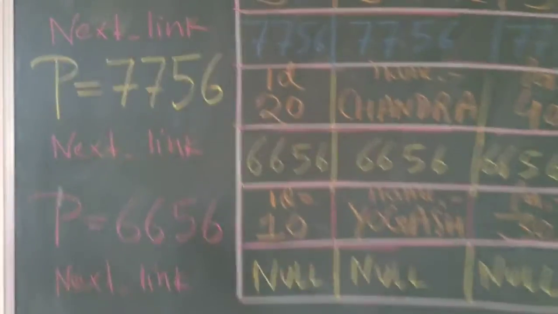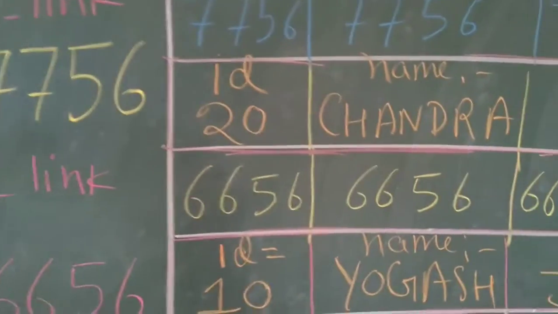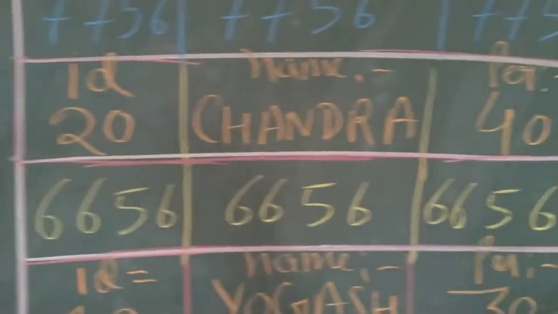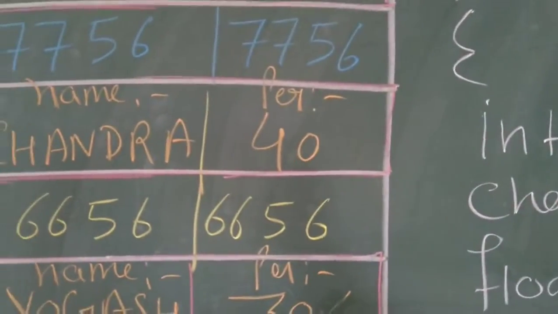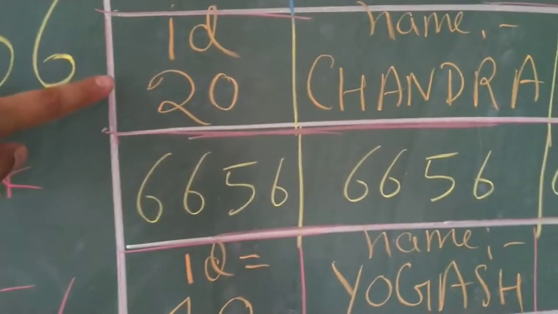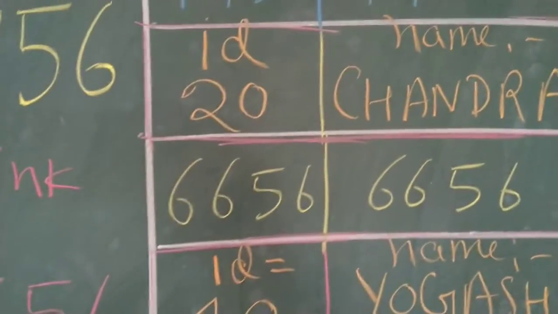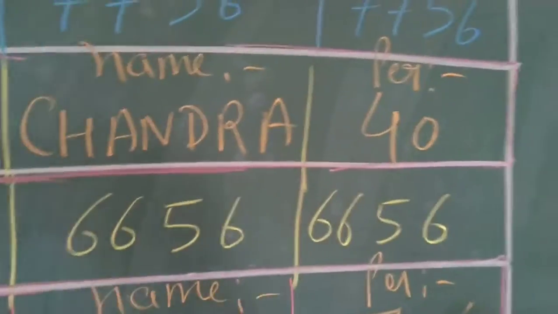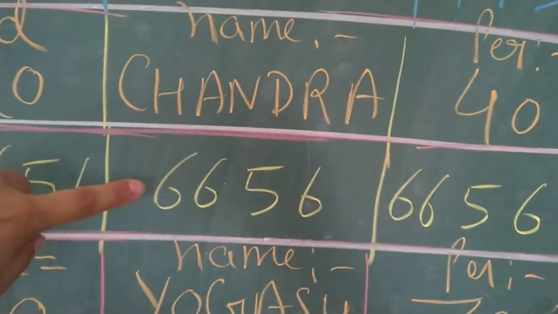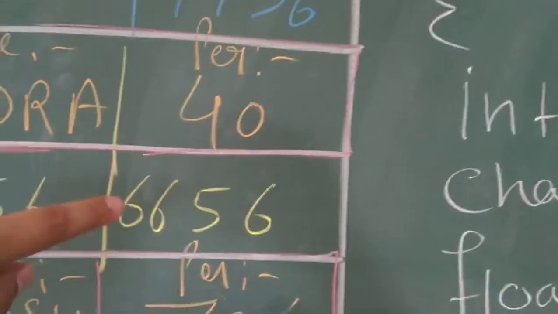So when you input another, you will allocate another P. Suppose the address is 7756 and the value inside ID is 20, name is Chandra and percentage is 40. So this next link will store the address of the previous P. This address will be stored here. Similarly, for this data type, the address of the previous P will be stored here. Similarly, for this data type, this is the float, the address of the previous P will be stored here.